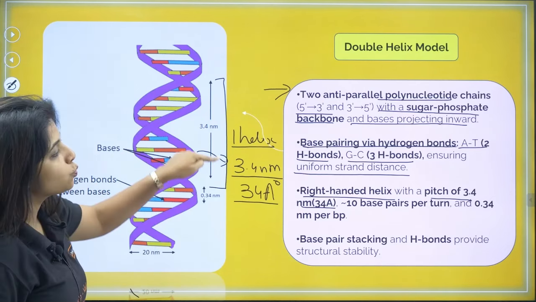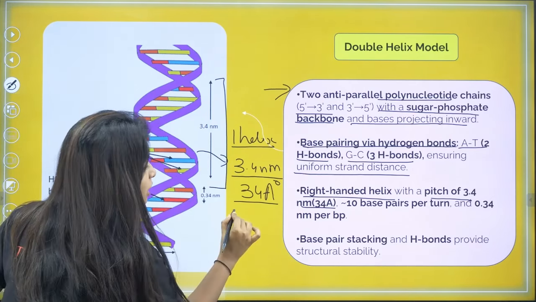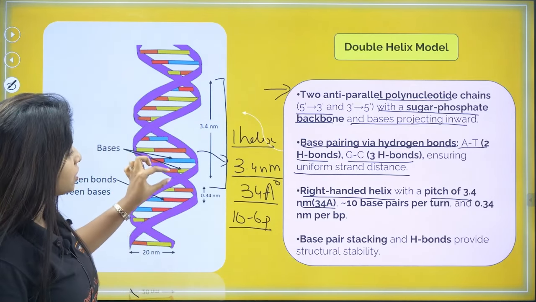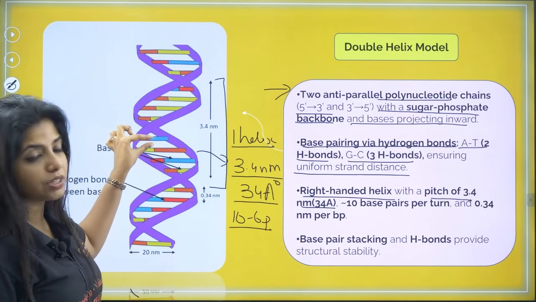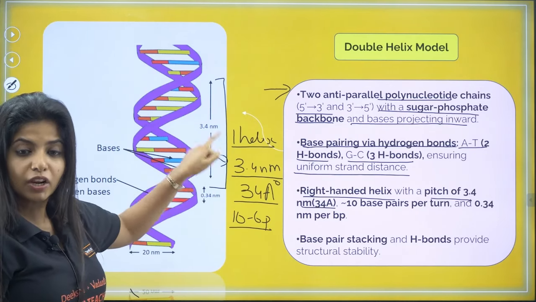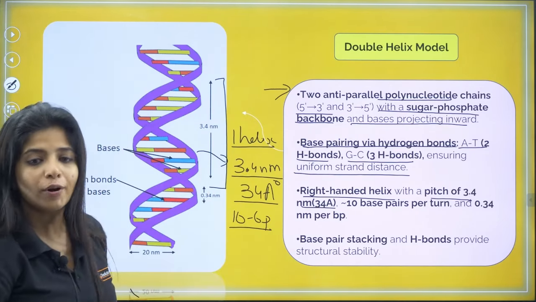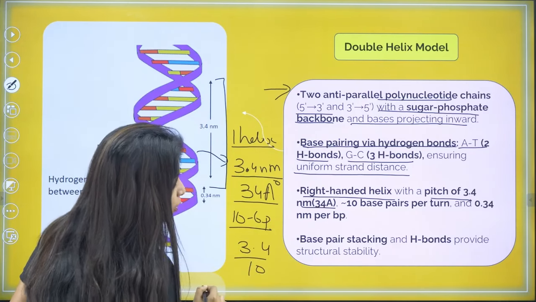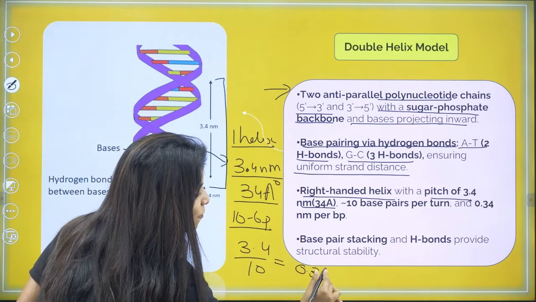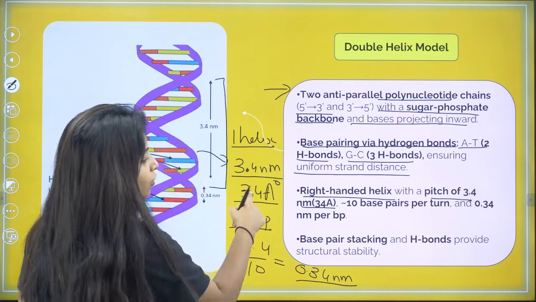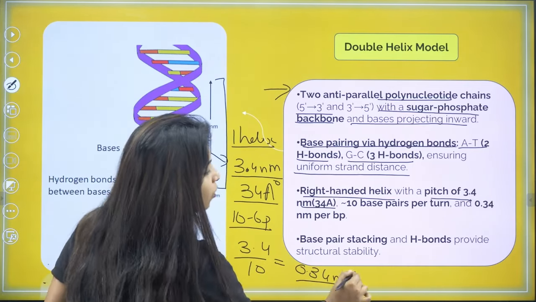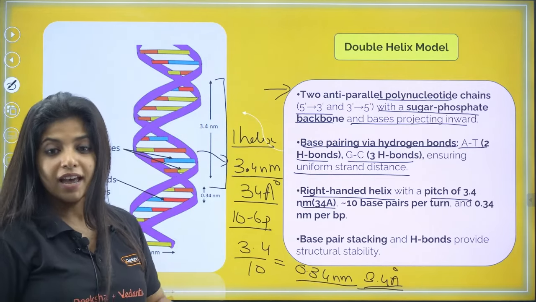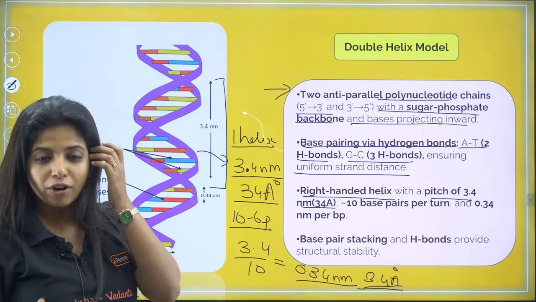Now I am telling you, in this one helix there are 10 base pairs. How many base pairs? 10 base pairs. So in between the 10 base pairs, what is the distance? The total distance is 3.4 nanometer, and there are 10 base pairs. Then what is the distance between each of them? It will be 0.34 nanometer. Or if at all you are talking about Armstrong, it would be what? 3.4 Armstrong. Always remember, Armstrong and nanometer is totally different. Okay.